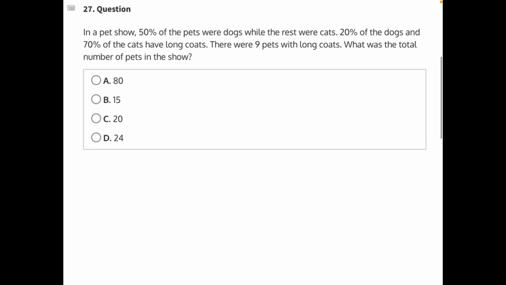In a pet show, 50% of the pets were dogs while the rest were cats. 20% of the dogs and 70% of the cats have long coats. There were 9 pets with long coats. What was the total number of pets in the show?